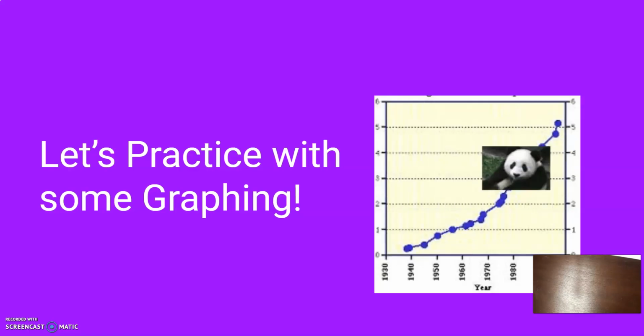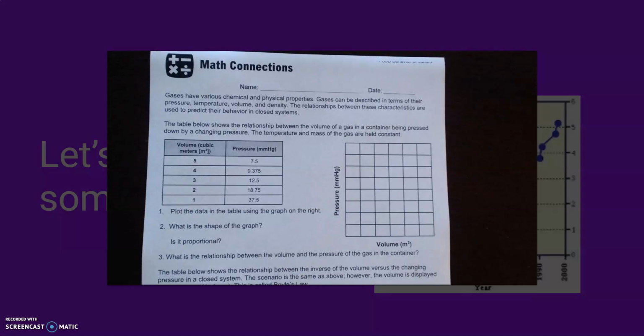Let's go ahead and do some practice with some graphing. We're going to look at one example together, and this example is going to be looking at the relationship between volume and pressure. We're going to look at this math connections example together, and then I'm going to give you the sheet in order for you to complete the next two examples on your own. If you need to pause the video or rewind the video at any point, please do that.